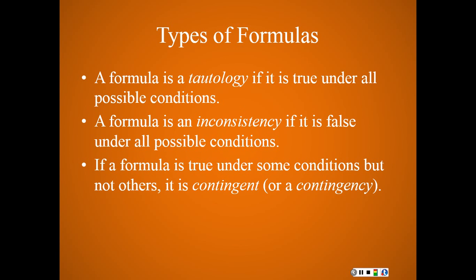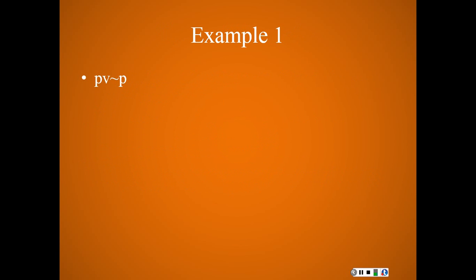So let's begin by looking at an example of a tautology. So here is the formula P or not P. This should look familiar to you. It is one of the theorems of our system. Something that we proved is a theorem of our system. It is the law of the excluded middle. And like all of the theorems of our system, it turns out to be a tautology.